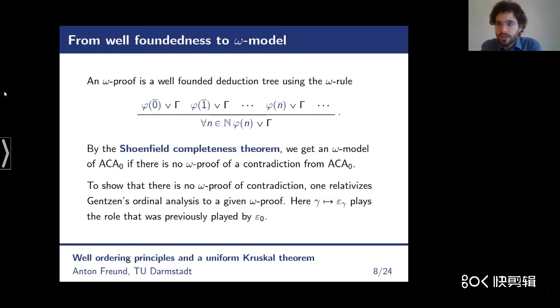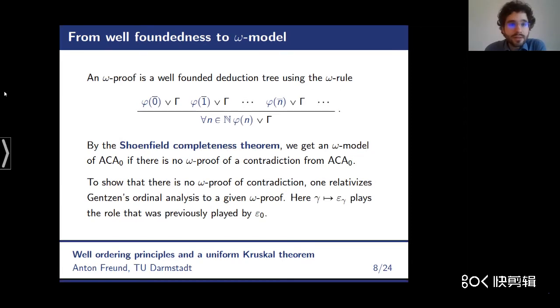So yeah, maybe I should say again that it's really not the technical details that I want to explain here. It's simply the general idea that you can take traditional proofs from ordinal analysis and you can relativize them in a certain way, and then from this relativization you get a statement in the context of reverse mathematics. Good.